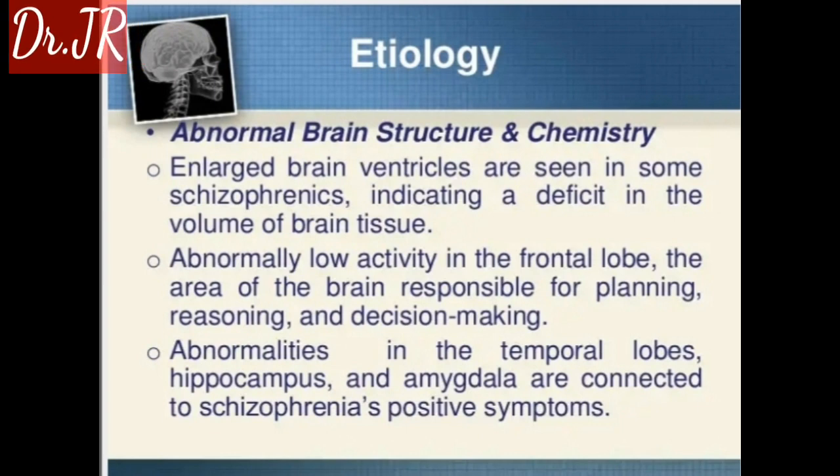Abnormal brain structure and chemistry. Enlarged brain ventricles are seen in some schizophrenics, indicating a deficit in the volume of brain tissue. Abnormally low activity is seen in the frontal lobe, the area of the brain responsible for planning, reasoning, and decision making. Abnormalities in the temporal lobes, hippocampus, and amygdala are connected to schizophrenia's positive symptoms.